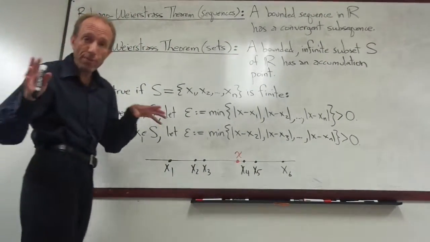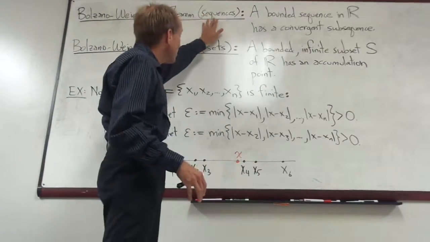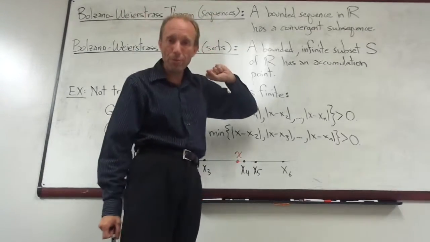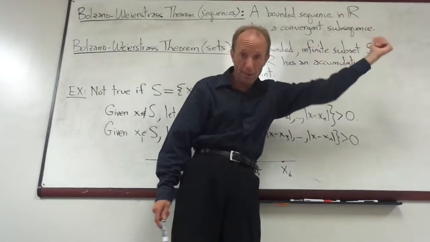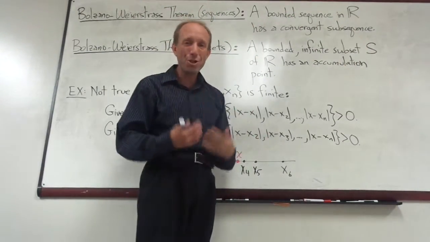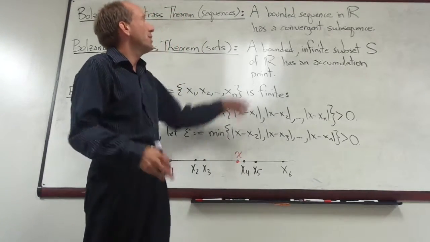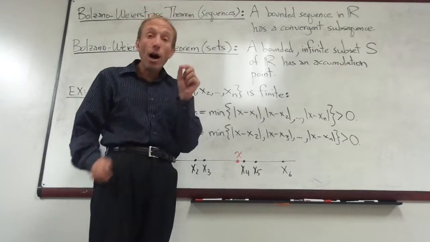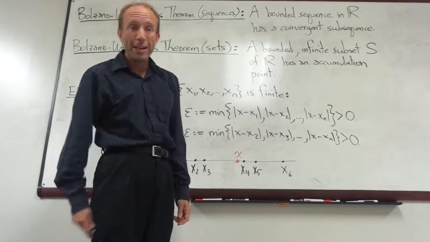There's two versions of the Bolzano-Weierstrass theorem. There's one for sequences, and then there's another one for sets. The one for sequences is really quite straightforward. It just says that if you have a bounded sequence of real numbers, a bounded sequence always has a convergent subsequence, right? So what that means basically is that if you take a bounded sequence, you can pick off a subset of that sequence that will converge.